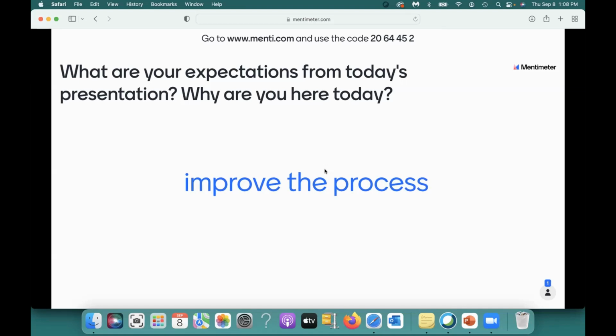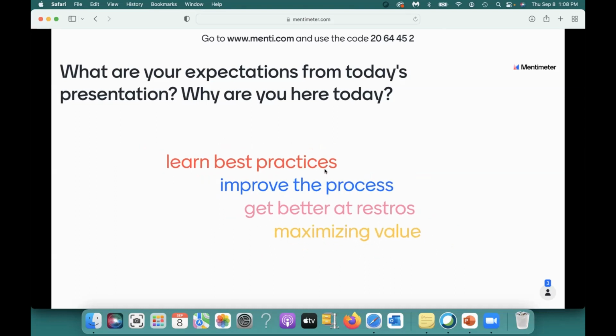Excellent. And we will use this for other questions, other interaction, and also the quiz. We are going to use this. So once you have logged in, just leave it there.